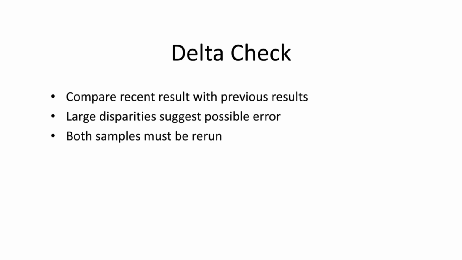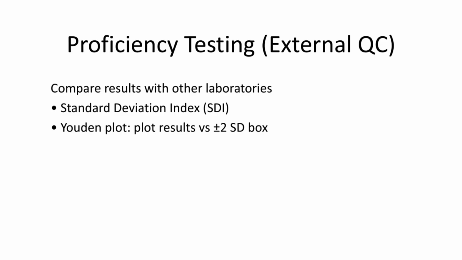A delta check compares a patient's most recent result with previous results. If there is a large disparity, it usually indicates an error in one of the results, so both samples must be rerun. Proficiency testing, also known as external quality control, compares your laboratory's results to a large group of other laboratories analyzing the same samples. A measure called the Standard Deviation Index, or SDI, is often used.